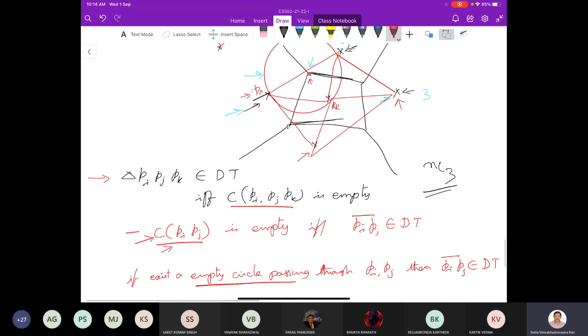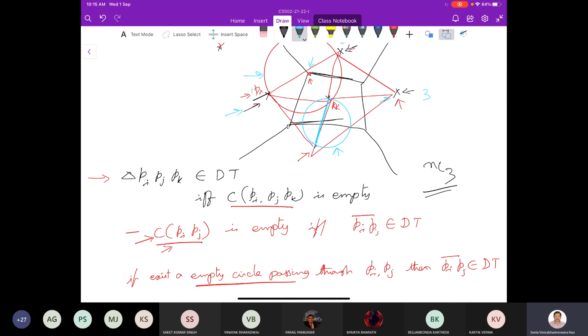For example, you take this edge. Now you take some circle passing through these points. It's not a circle, looks like a circle actually. So this circle is empty. So for each and every edge in the Delaunay triangulation, there exist some circles for which the circle is empty. So if at least one exists, then it's an edge in the Delaunay triangulation.